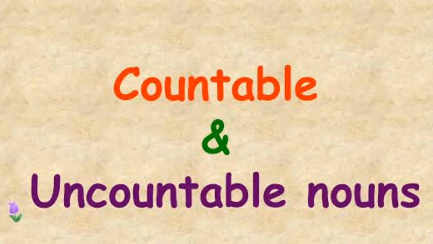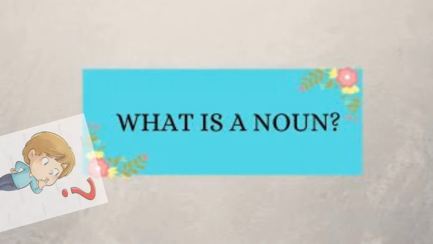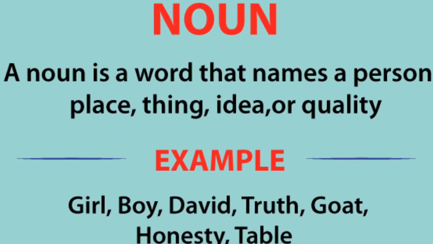Guys, before we understand countable noun and uncountable noun, let's recall what a noun is all about. A noun is the name of a person, place, animal, thing, or an idea. I have explained about the parts of speech and the kinds of noun in my previous videos. Please do watch them. I will leave the link in the description box below.